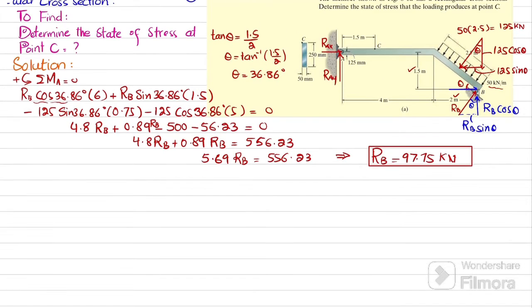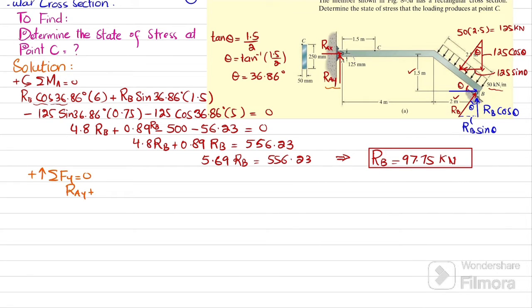The equation of equilibrium that we will be using is sum of all forces along y direction must be equal to 0, and upward force is taken as positive. So you can see RAY, which is acting upward. So I will write RAY. This force is acting downward, this is 125 cos of theta, and this is upward, plus RB into cos of theta. So I can write plus, minus 125 into cos of 36.86 degree, plus RB, 97.75 into cos of 36.86 degree is equal to 0. So when you solve this, you will get RAY will be equal to 21.80 kilonewton.